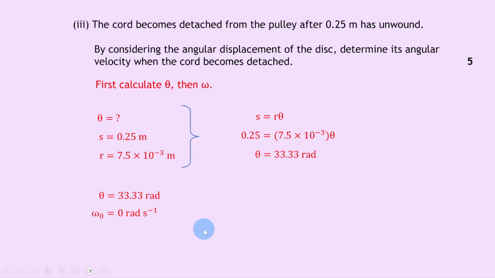And that's because we're told earlier in the question that the pulley is stationary to begin with. We're trying to find the final angular velocity omega. We know the angular acceleration alpha is 3.5 radians per second squared, which we calculated earlier. And lastly, we don't know what the time t is.